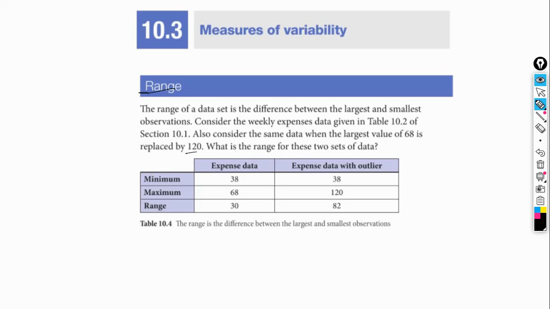So, okay, expense data. The minimum in this case was 30 and the maximum was 68. So obviously the range is simply going to be 30, maximum minus minimum. Now here they substituted the maximum with 120. So 120 would be far from the normal data. So this is what would be called an outlier. And notice that if you have an outlier, then you're going to have, of course, a much larger range. In this case, 82, which is the result of subtracting 38 from 120.